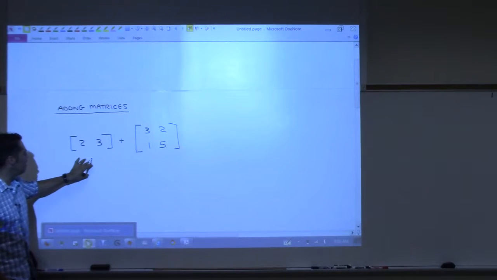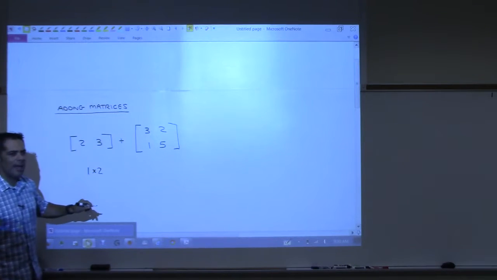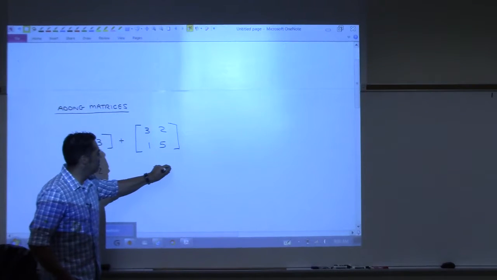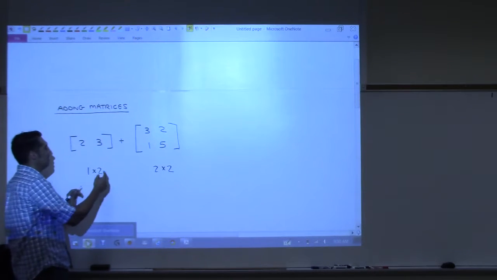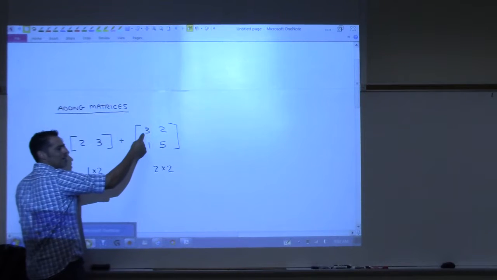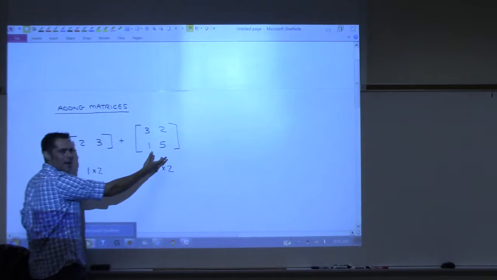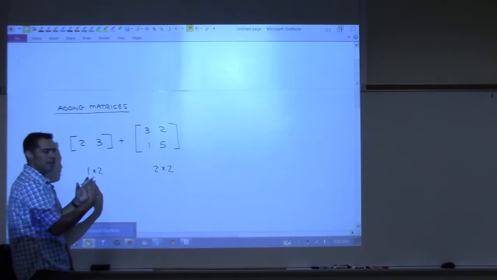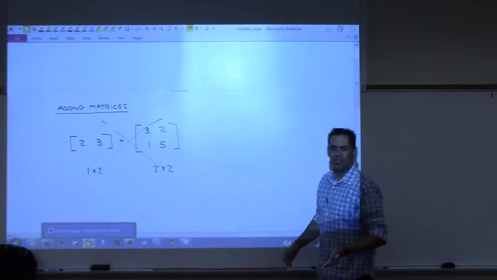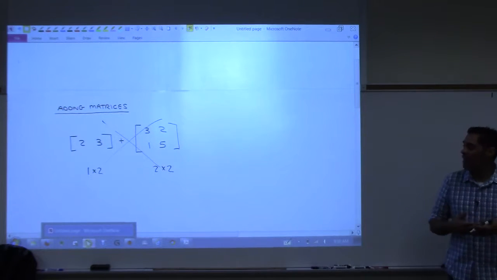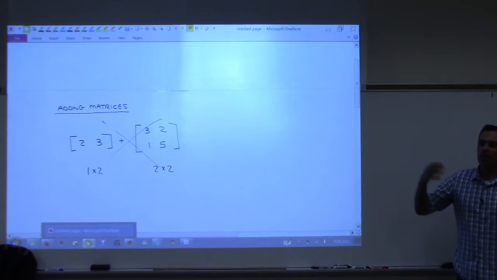This one is a what by what? This is a 1 by 2, and I'm trying to add that to a 2 by 2, and there doesn't seem like there's any real way to add them together. Would I do 2 plus 3 and then 3 plus 2, but then what do I do with the 1 and the 5? How do you put these together? And it turns out you can't do this, okay? To add two matrices together, they have to be the same dimensions. They have to be 2 by 2 and 2 by 2, or 3 by 3 and 3 by 3.